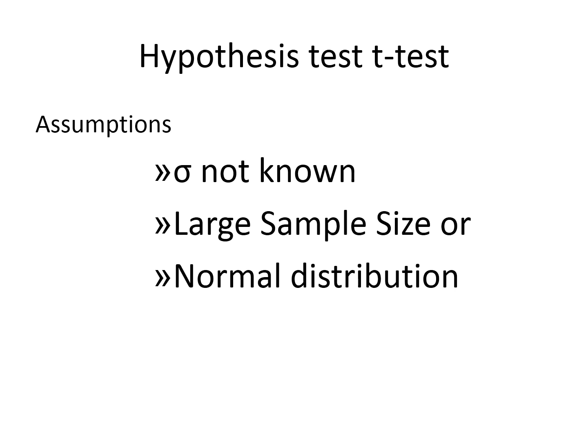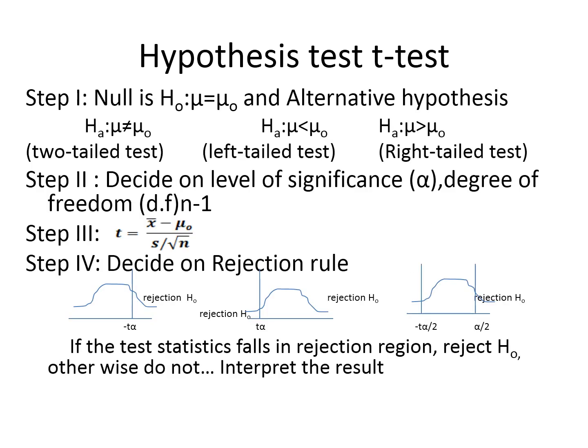For t-test we have to have the following assumptions. Number one is population standard deviation is not known. From your examination point of view, if you see that sigma is not given in the question, then you have to apply t-test. Otherwise you can go for z-test, with a large sample size or normal distribution. Now we are going to start the t-test hypothesis test.